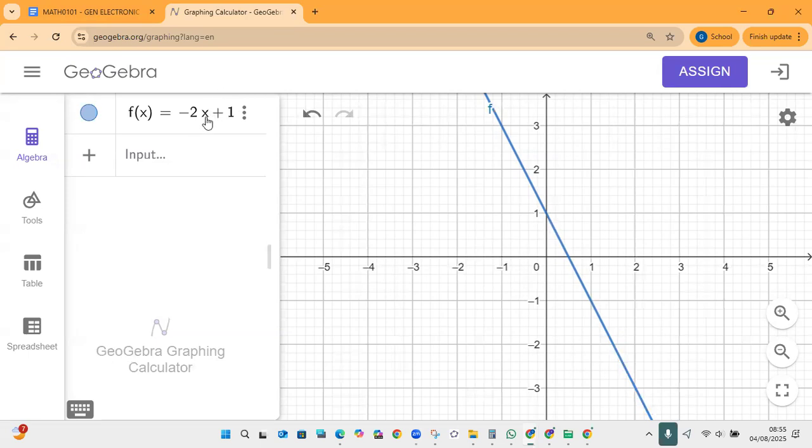Here is the equation for it. Negative 2x plus 1. That is the equation of this line. It has a negative gradient because anytime the x solution increases by 1, the y value decreases by 2. So this line is going down. It is decreasing. That's why it has a negative gradient. A decreasing gradient represented by a negative sign.